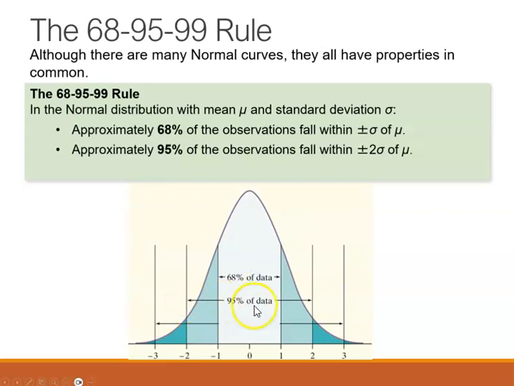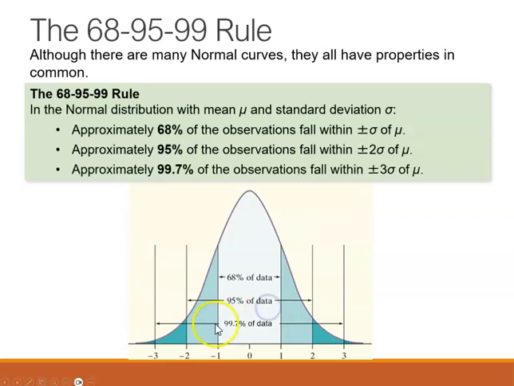95% of the data is within 2 standard deviations of the mean. And 99.7% of the data is within 3 standard deviations of the mean. This is a super important relationship to remember. We'll use this a lot in solving problems.